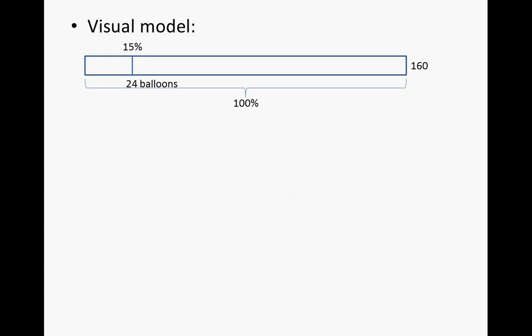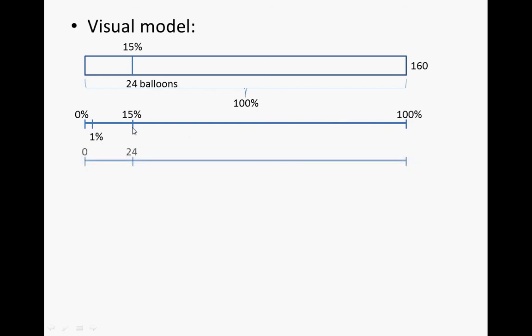All right, so our visual model, again, we didn't know that it was 160, but we knew that this was some number. So 15% is going to be 24 balloons, and 100% is going to be some number which ended up being 160. So if we do a double number line, we have 0 to 100%, and we know 15%. Well, if again we split it up into 1%, and I'm not saying that this is the length of 1, but obviously if we take 100% and find 1%, then 15% is 24, which means that we want that same value. What is 1% of 24? Well, that would be 24 over 15, because we want to divide it by 15.